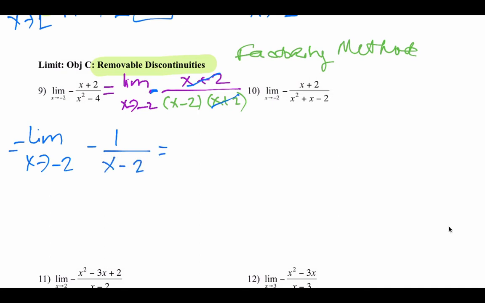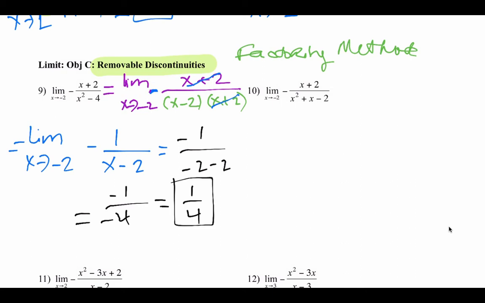So now what I can do is you can cancel as removable, yes. But for this one, I'm just asking for the limit. I'm not testing you on discontinuity, so we're not going to talk about removable or non-removable, but you are right. If you can cancel out the factor, it is removable. So now I'm going to plug it in. The x values, negative 1 over negative 2 minus 2. So that's negative 1 over negative 4, which is 1 over 4. So this is the limit.